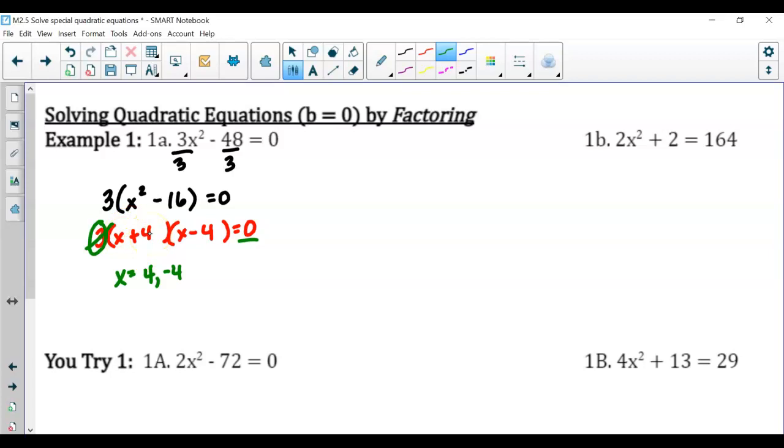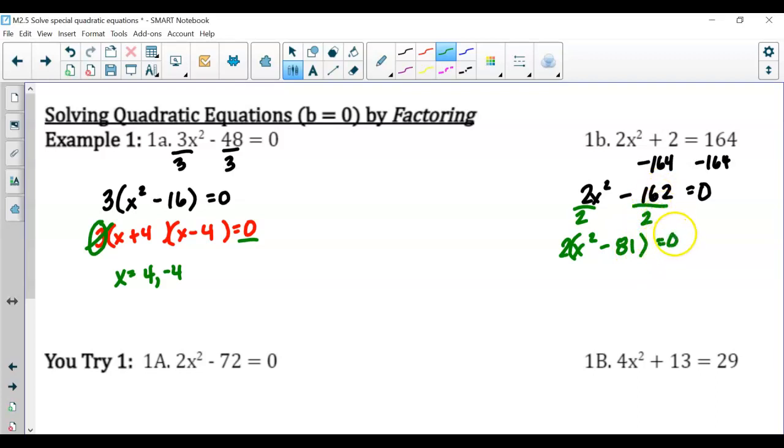So then same thing, however, our quadratic equation we're solving must equal 0. So what do we have to do first? Subtract 164. Now you can subtract that from 2. They are like terms. So now we're going to solve 2x squared minus 162. Now, do we have a GCF? Yes, we can again divide out 2. So now I've got x squared minus 81 is equal to 0.